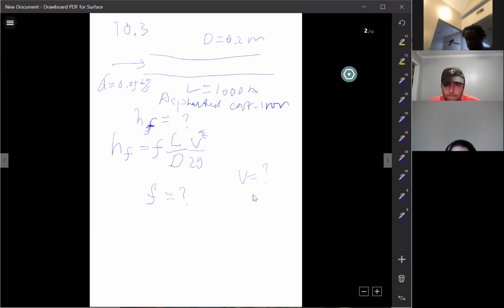Don't look at the book. Try it to see how many minutes you need to do the calculation. Think about 24 minutes for each problem in your final exam. Okay, go ahead, do a calculation for me. See if you can get the correct answer. Velocity. You're given a flow rate, given diameter.